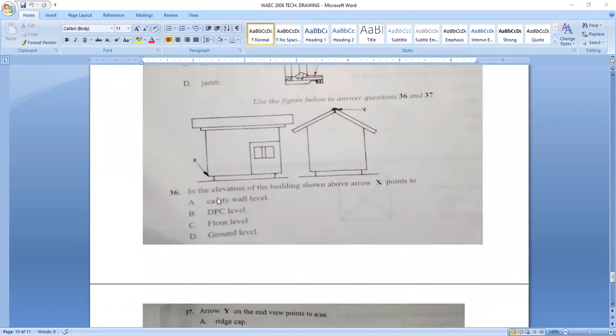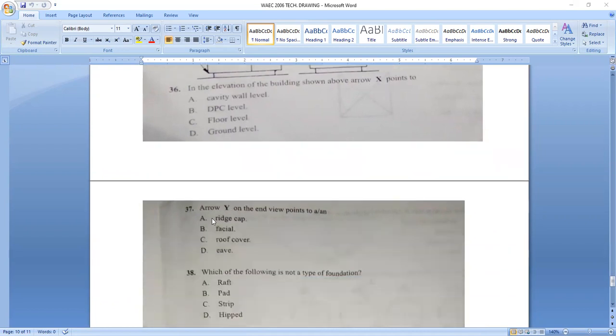We have to use this diagram to answer questions 36 and 37. Question 36. In the elevation of the building shown above, arrow X points to the floor level. That is option C. Question 37. Arrow Y on the end view points to a ridge cap.